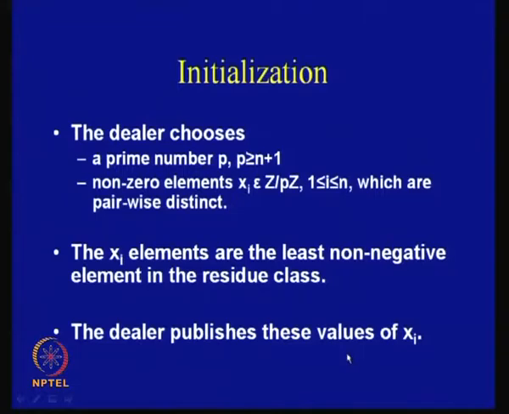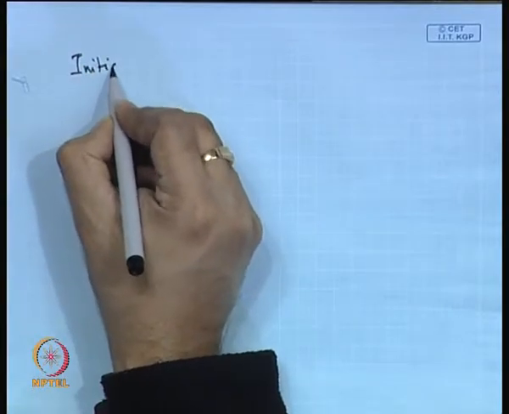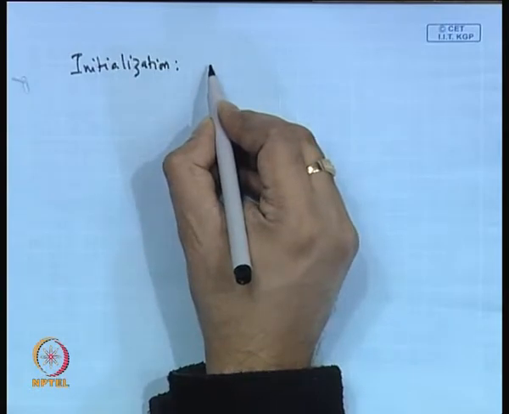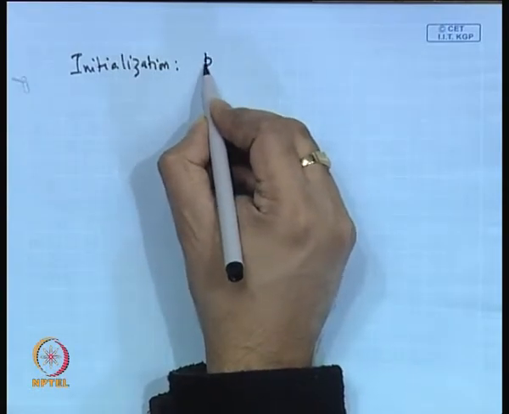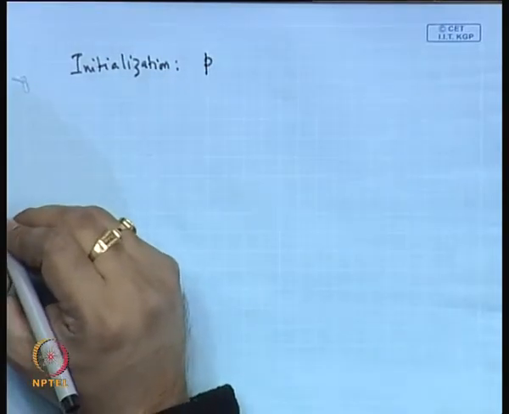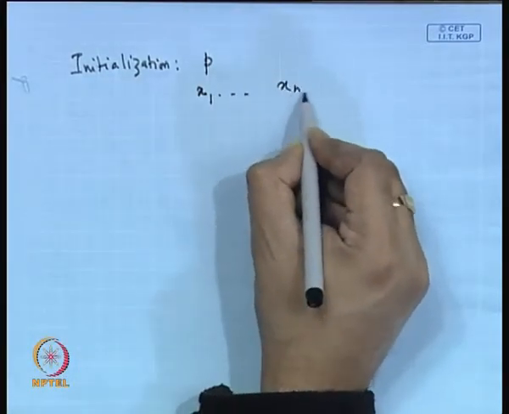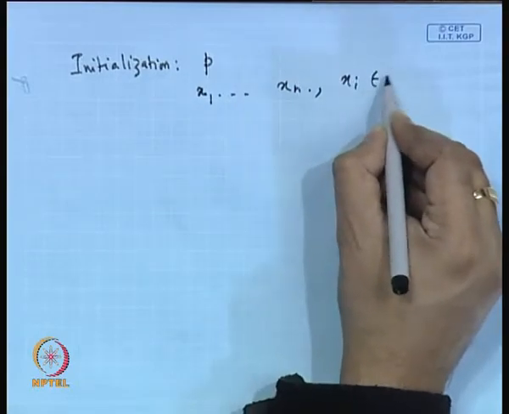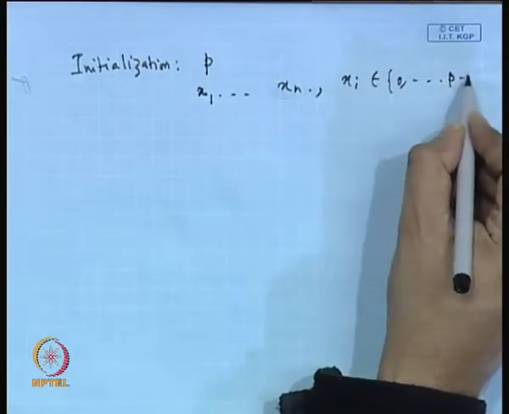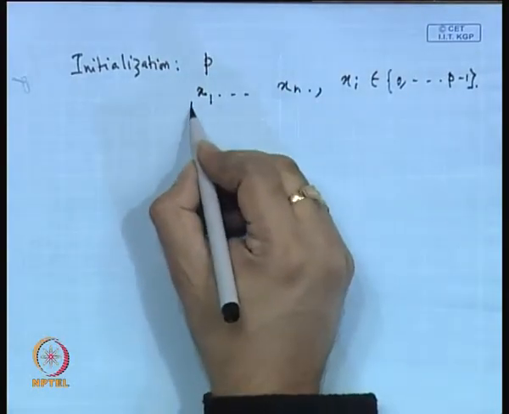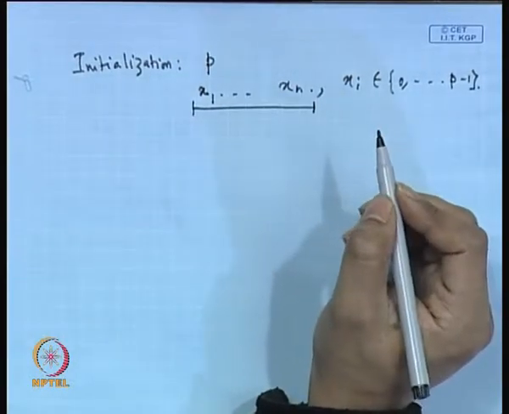So, that is the basic initialization phase which is being followed. The initialization phase of the secret sharing scheme comprises generating the values. Basically, the first thing is that you need a prime number p, and then you need to find values x1 till xn such that all xi's are from 0 to p minus 1, and these values x1 to xn are published by the dealer.